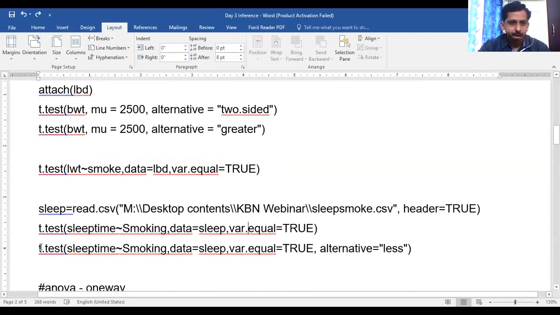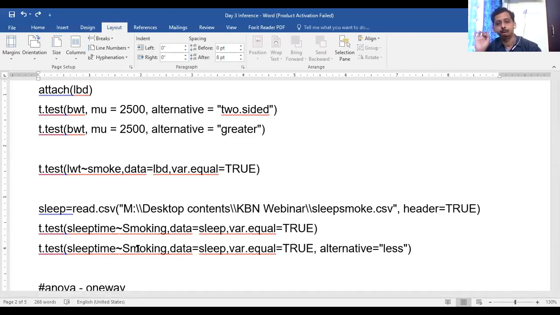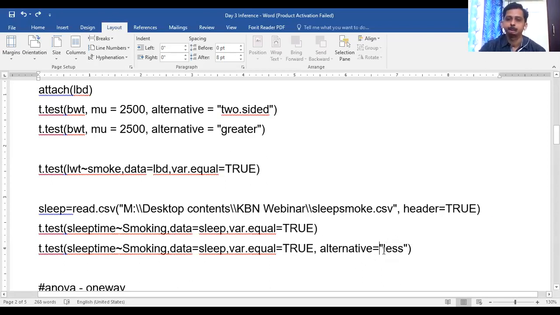Here, another line of R code is written in such a way that, assuming that the people who do not smoke have, on an average, a longer sleeping time than the smokers. So the smokers' sleeping time will be less than the non-smokers. The first group is smokers, the second group is non-smokers. So I can state the alternative statement as less, that is mu1 less than mu2. So this is what we do.